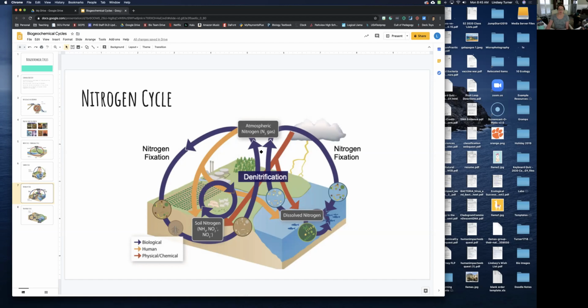But again, I know that this diagram is super crazy looking. And again, takeaway here, the nitrogen gas that's found in the atmosphere is not usable by the majority of organisms. And that bacteria plays a huge role in this process. And without these nitrogen fixing bacteria, we would not have usable nitrogen. So we are dependent upon this bacteria to fix the nitrogen to make it a usable form.